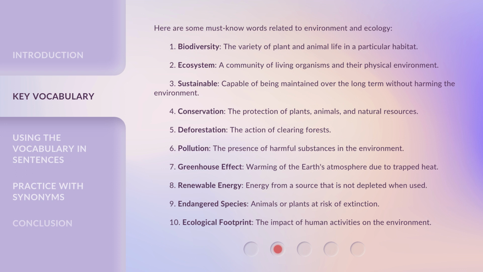5. Deforestation. The action of clearing forests. 6. Pollution. The presence of harmful substances in the environment. 7. Greenhouse effect. Warming of the Earth's atmosphere due to trapped heat. 8. Renewable energy. Energy from a source that is not depleted when used. 9. Endangered species. Animals or plants at risk of extinction. 10. Ecological footprint. The impact of human activities on the environment.